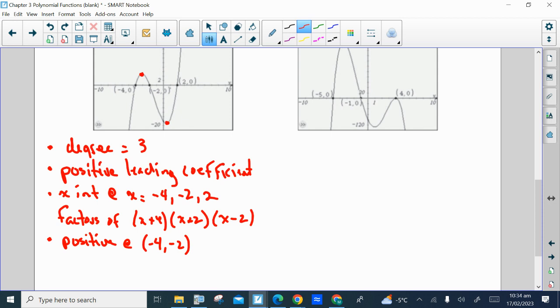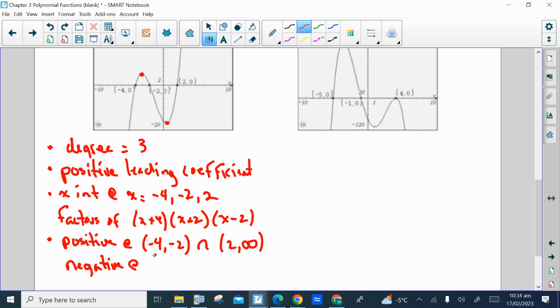So at -4 and at -2, the function is neither positive nor negative. It's 0. So that's why we have to use the rounded brackets there. And also, from +2 to +infinity, the graph will be above the x-axis. Again, we have to use the rounded brackets there because at 2, the function is neither positive nor negative. It's 0.